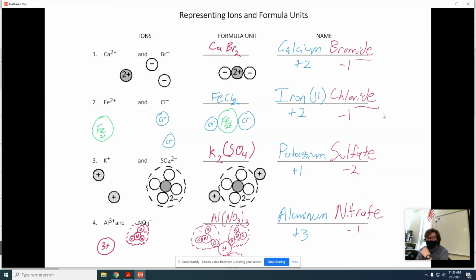Following these rules, you should be good to go on the rest of the worksheet. If it's a normal metal, just name the metal. If it's a normal nonmetal, just change that ending to IDE. Transition metals have a special rule. Polyatomic ions have a special rule. Try to name the rest of 1 through 10, and then you should be good to go.